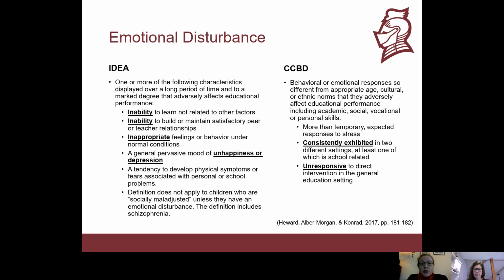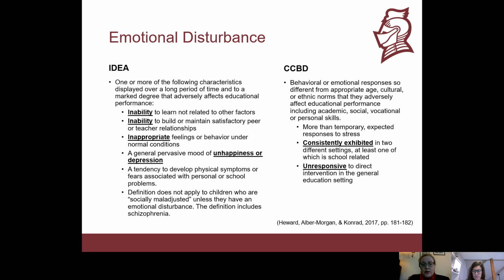The federal definition of emotional disturbance provided by the Individuals with Disabilities Education Act states that emotional disturbance is characterized by one or more of the following characteristics displayed over a long period of time and to a marked degree that adversely affects educational performance: The inability to learn not related to other factors, the inability to build or maintain satisfactory peer or teacher relationships, inappropriate feelings or behavior under normal conditions, a general pervasive mood of unhappiness or depression, a tendency to develop physical symptoms or fears associated with school or personal problems. And this definition does not apply to children who are socially maladjusted unless they have an emotional disturbance. As a note, this definition does include schizophrenia.